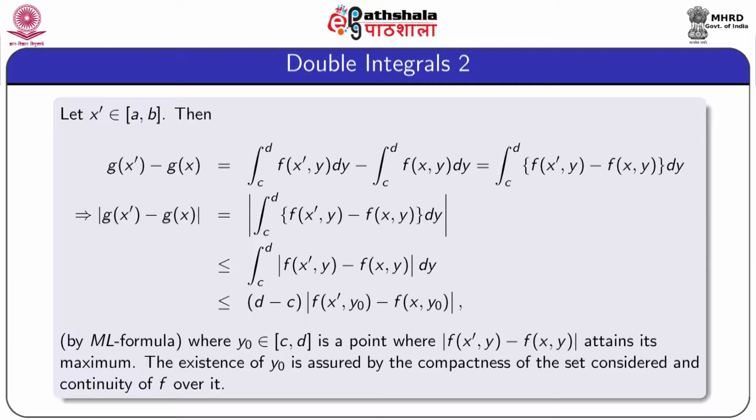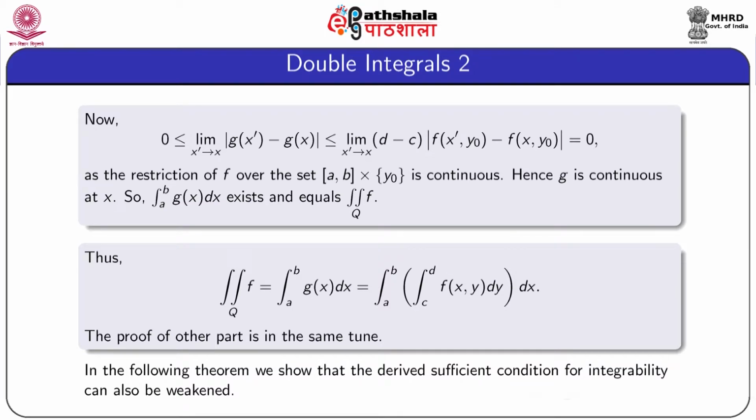y0 is a point in the closed interval [c, d] where the function modulus of f(x', y) minus f(x, y) attains its maximum. The existence of y0 is assured by the compactness of the set considered and the continuity of f over it.